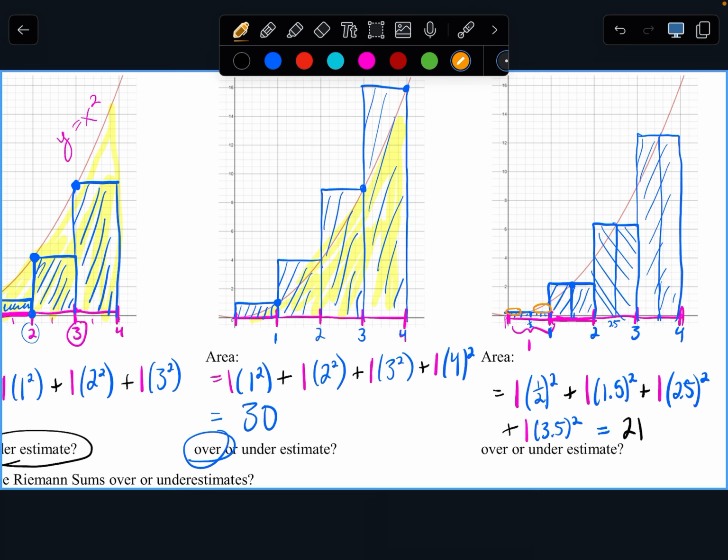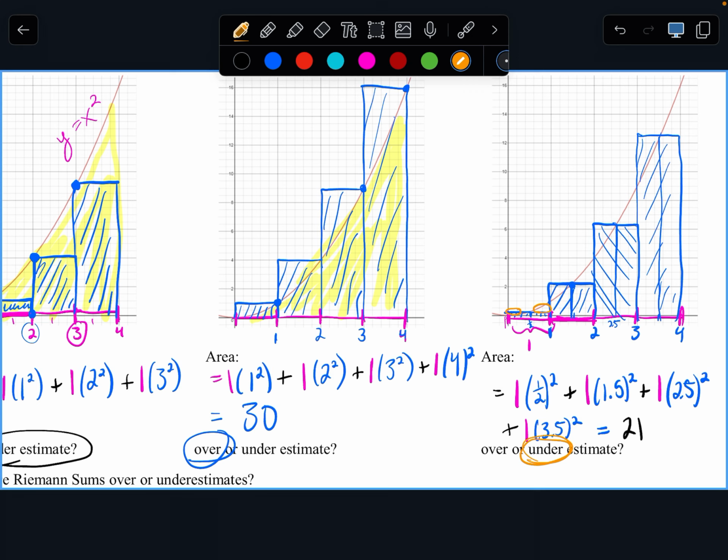Obviously part of the rectangle's over the curve and part of it's under. But do you see how there's less above the curve on the left and more white space under the curve on the other side of it? This is an underestimate. Wait, okay, what did you say about the left side? This is over the curve, this is under the curve. And if you compare them, there's more blank space under the curve.